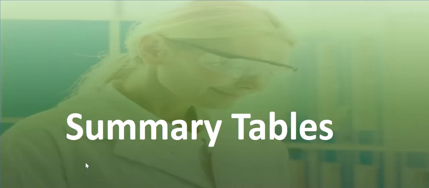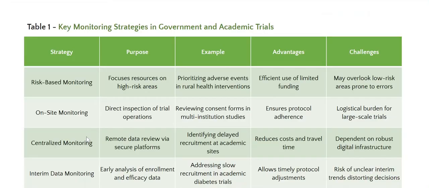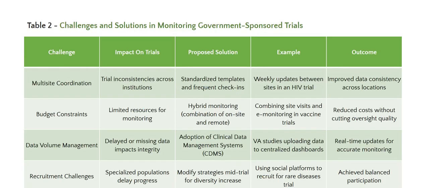Next, we will be summarizing what we have covered through this lecture via summary tables. Here is a table on key monitoring strategies in government and academic trials. Strategy, purpose, example, advantages, challenges. As strategies, we have risk-based monitoring, on-site monitoring, centralized monitoring, interim data monitoring, ethics-focused monitoring.